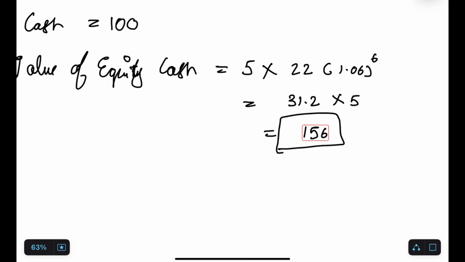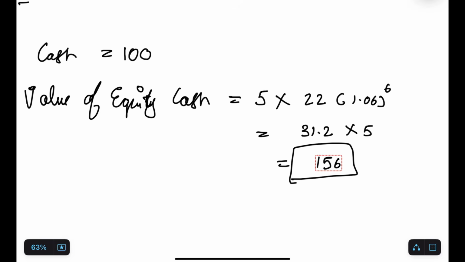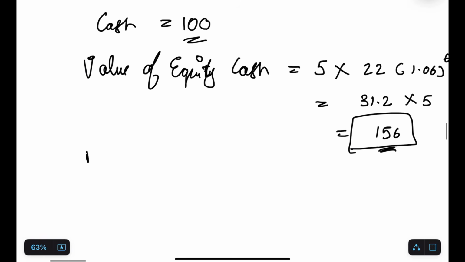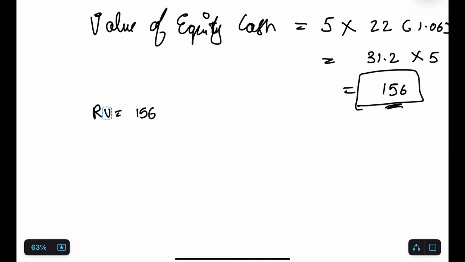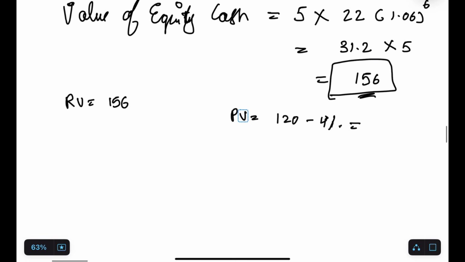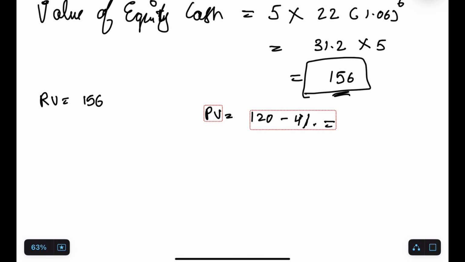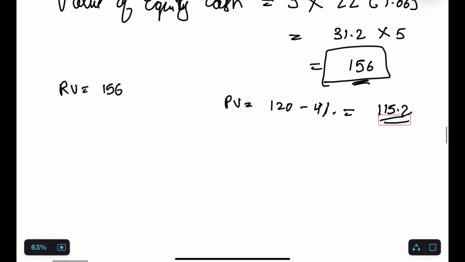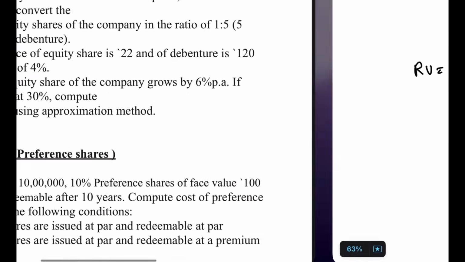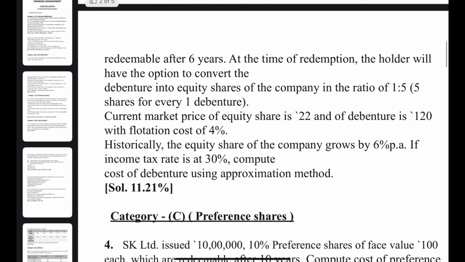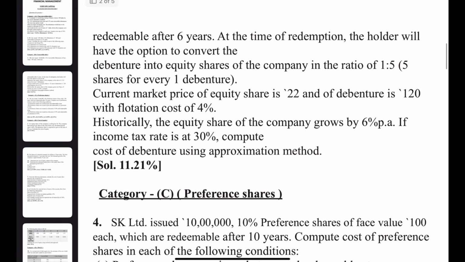Right? Now, which one of these is higher? Cash is 100 rupees, value of equity share is 156 rupees. So it is very natural that RV would be 156. PV is given to us as market price is 120 rupees and there is a 4% flotation cost. Please mark it. People forget flotation cost here. So when we calculate this, we would get 115.2 rupees. So this is our PV, this is our RV, and interest is given in the question to us. Interest is 12% and tax rate is 30%.